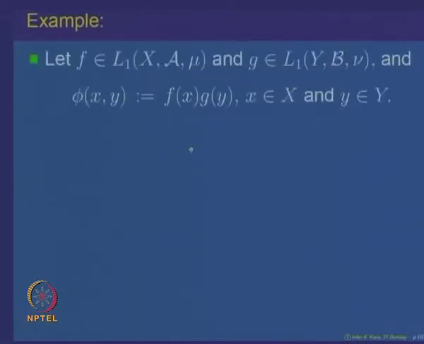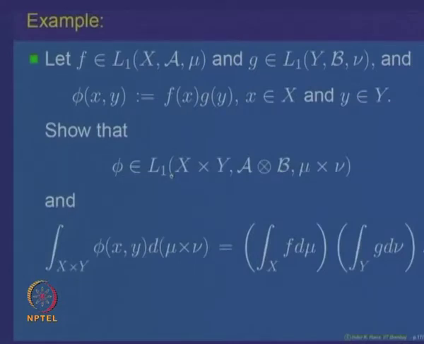Let us look at an application of Fubini's theorem. We want to prove that if f is an integrable function on (X, A, mu) and g is another integrable function on (Y, B, nu), then look at the product of the two functions, phi(x, y) equal to f(x) into g(y). The claim is that this function is integrable and its integral is equal to the integral of f into the integral of g. So, let us show this as a simple application of Fubini's theorem.